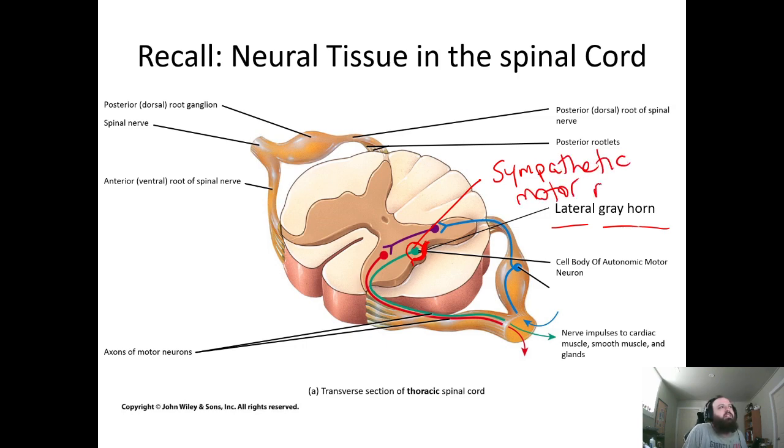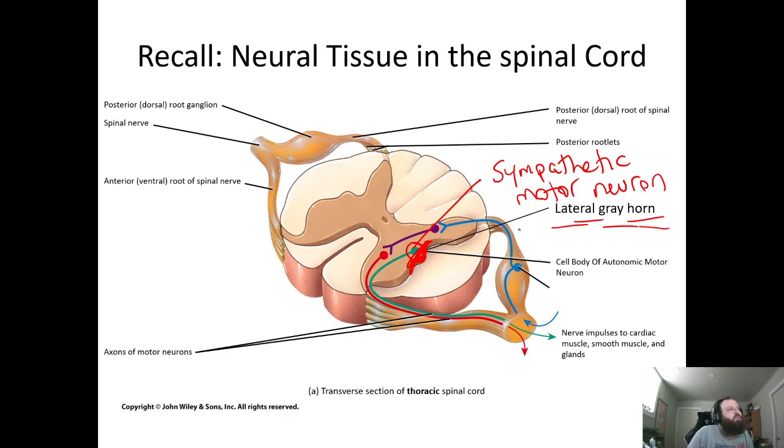In other words, you would only expect to see a lateral gray horn in the thoracolumbar regions of the spinal cord, because those are the only regions of the spinal cord that contain sympathetic motor neurons. If you were in the sacrum, there would be nothing here. If you were in a cervical region up in the neck, there would be nothing here. It's only in the thoracolumbar regions of the spinal cord that you see the lateral gray horn, and therefore you see the sympathetic motor neurons.